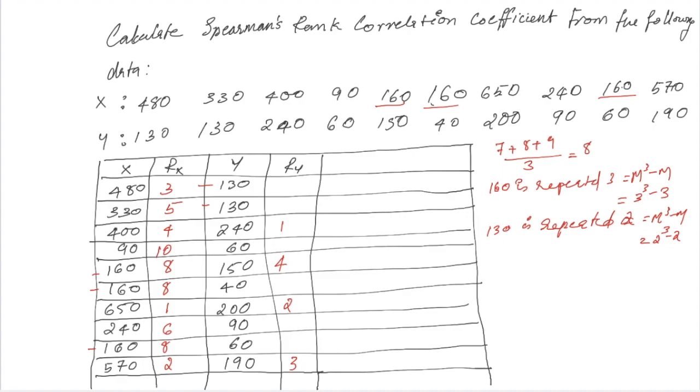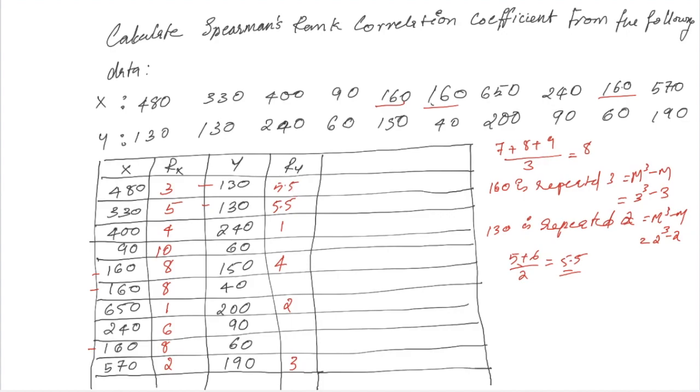130 is repeated 2 times. So first thing is we have to give average rank. So how can we give average rank? The next ranks are like 5 and 6, right? So we'll give average of 5 and 6, which is 5 plus 6 divided by 2, which will be 5.5. Okay, so this is 5.5 and this is also ranked 5.5. Okay, so 5 and 6 is over.